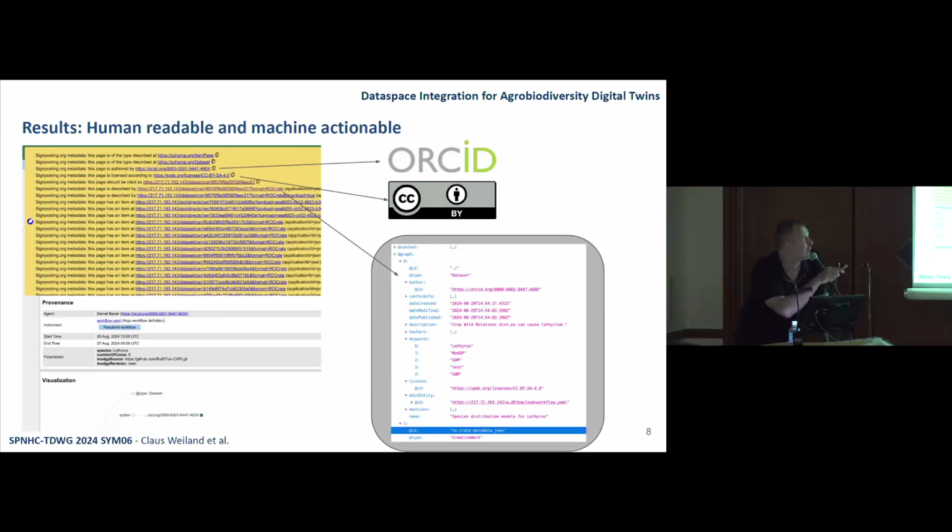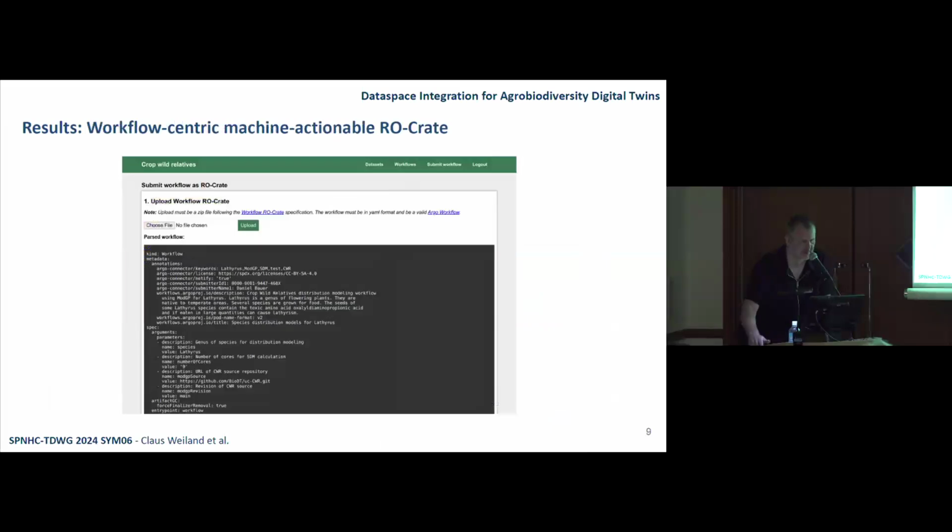For example, the link relation type author linking to an ORCID, the link relation type license linking to an SPDX license, here a Creative Commons license, and a link described by this RO-Crate. And my very last slide shows you the workflow RO-Crate. This workflow RO-Crate, the black part of the box I showed before, can be extracted and then resubmitted, edited.